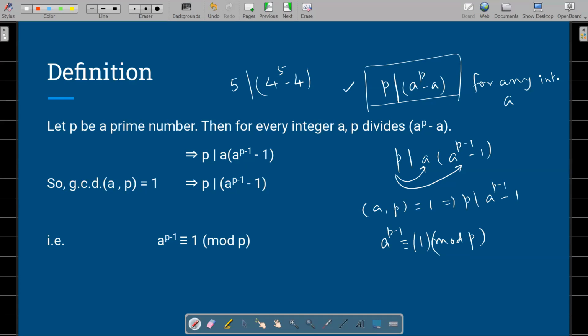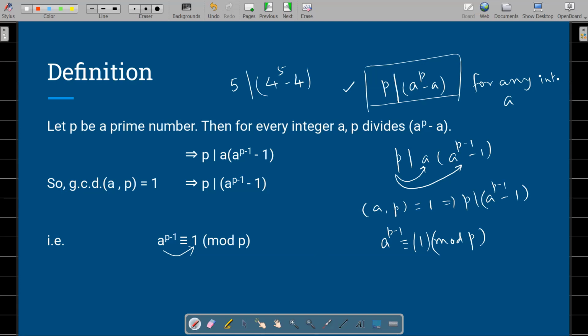Sir, and what is the last line? A raised to the power p minus 1 is congruent to 1 mod p. Which means p divides their difference. So p divides this minus this. We have used congruence even in our Caesar cipher, like there it was modulo 26, right? So a raised to p minus 1 is 1 mod p means p divides a raised to p minus 1 minus 1, the difference. Or when I divide a raised to p minus 1 by p, the remainder is 1. That's another meaning.